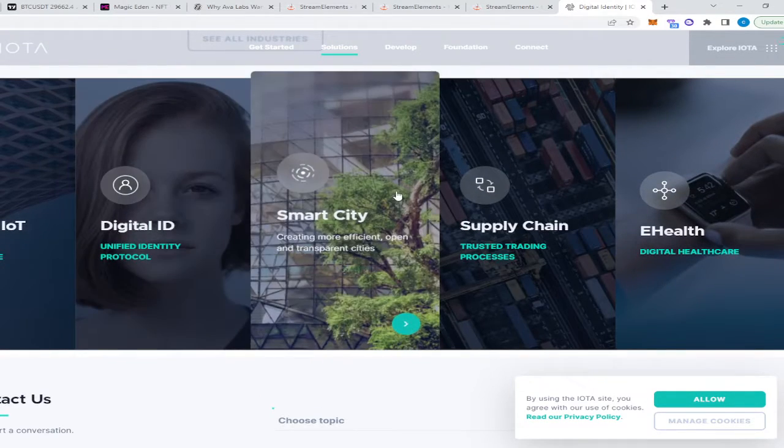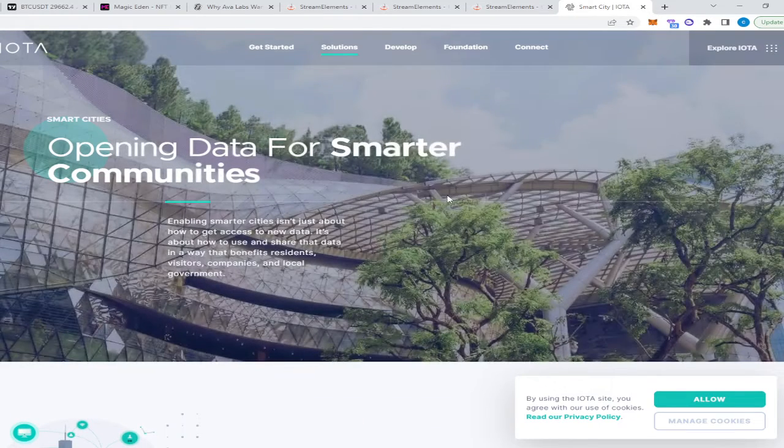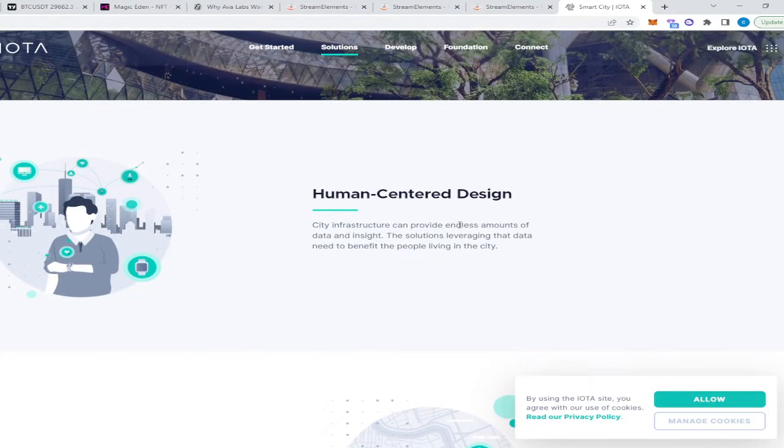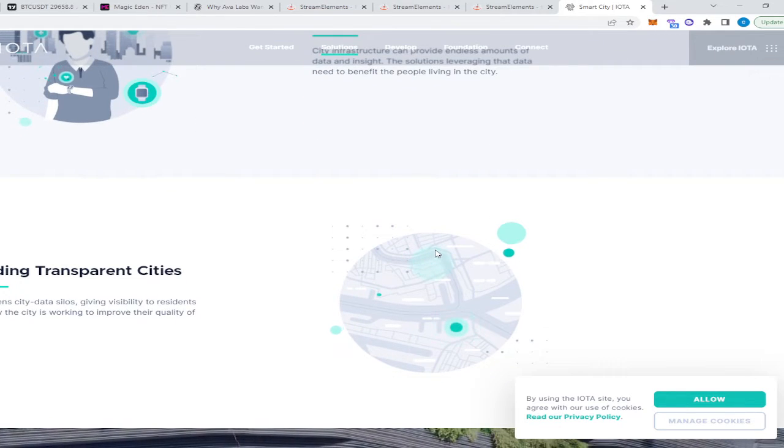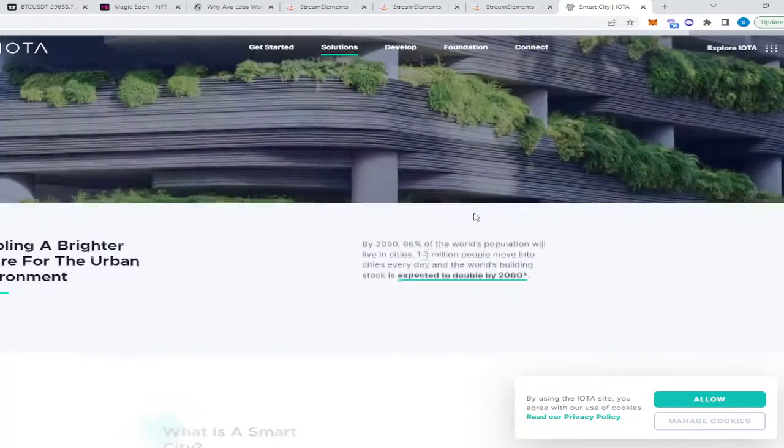So let's go to the smart city. With a human-centered design, city infrastructure can provide endless amounts of data and insight. The solutions leveraging that data need to benefit the people living in the city. IOTA opens city data silos, giving visibility to residents over how the city is working to improve the quality of life.